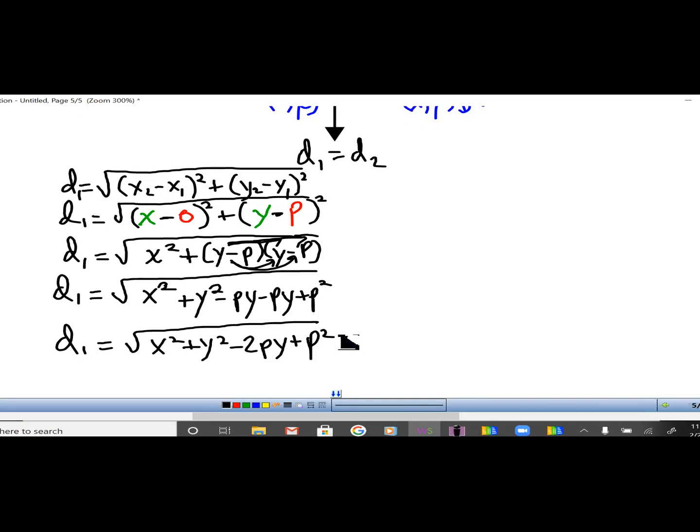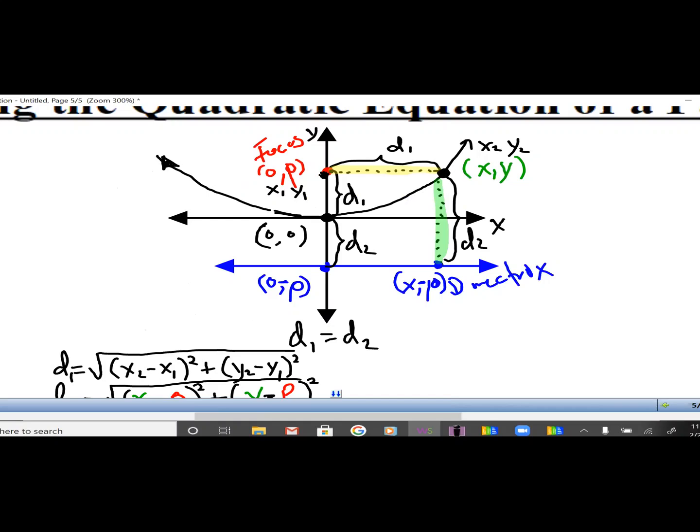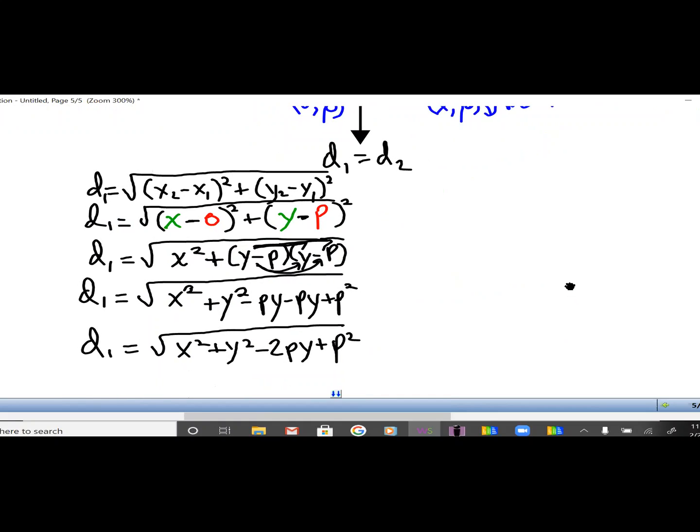So, do you agree that this we got from these 2 points over here? Yes, Mr. Q, that's what we started with. Are we there? Okay, so we're up to right there.